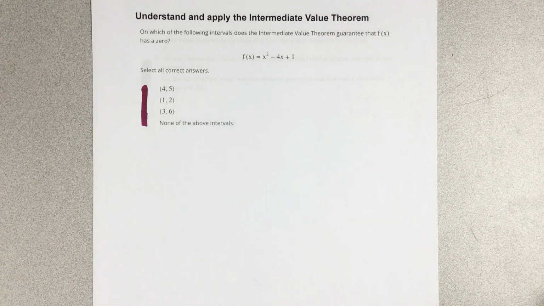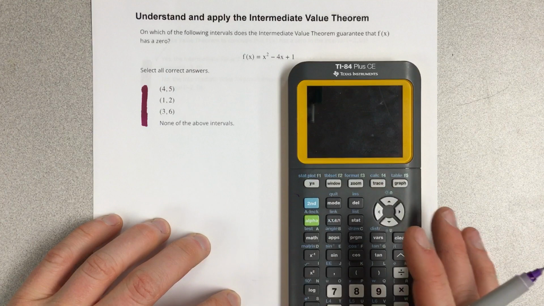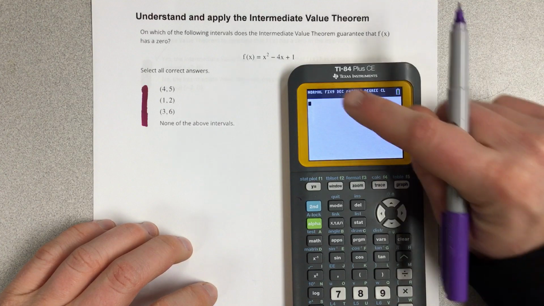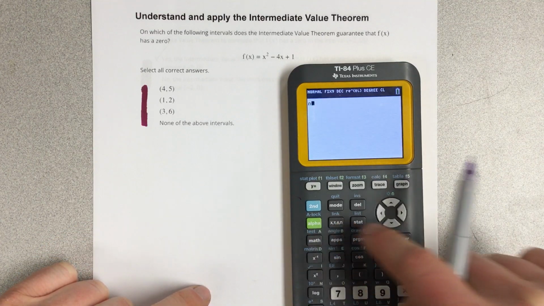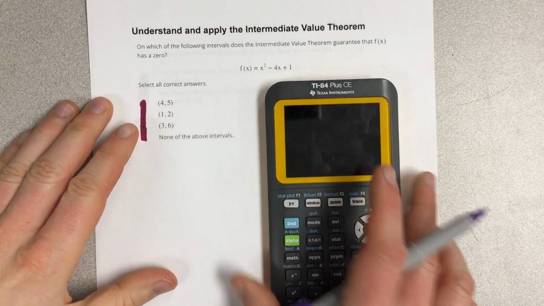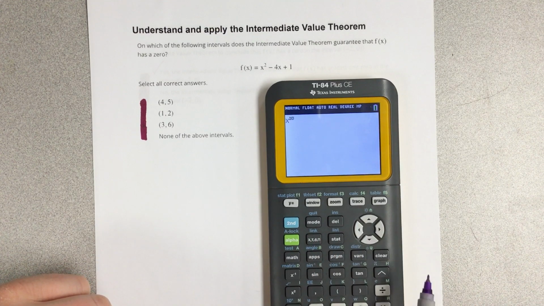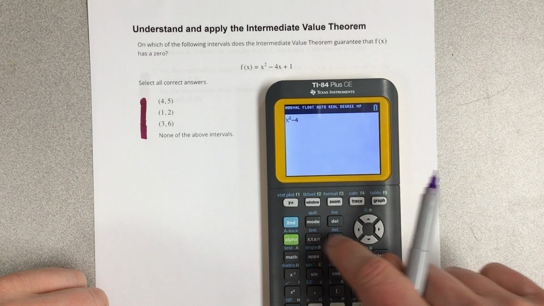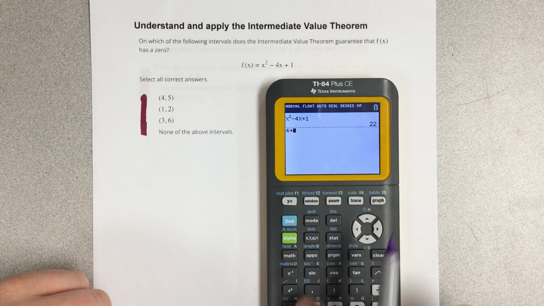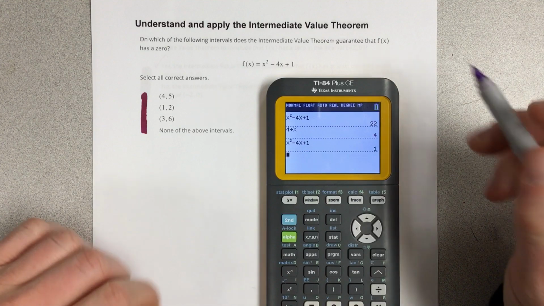So all we need to do is plug in the endpoints of those intervals and see if we get a change in value. So I'm going to use x squared minus 4x plus 1. And I'm going to do some work with the calculator. So I'm going to store 4 as x, and then I'm going to evaluate that, and I get a positive 1.